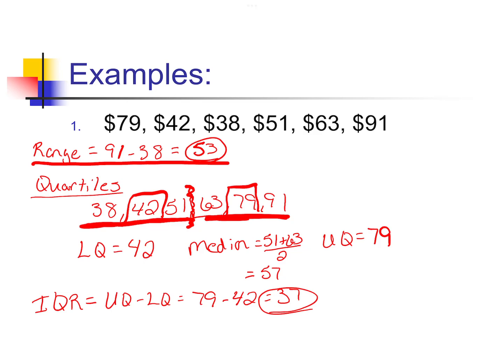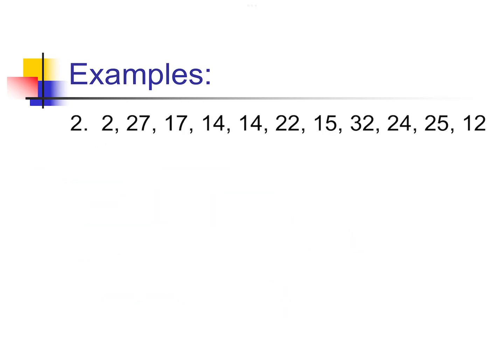All right, let's look at one more and then we will be done. So here, 2, this is the problem number. It's not part of our data set. So we want to find all these. Let's see here. We're going to start with our range. It really doesn't matter which one you start with as long as you find everything. Our range is our largest value minus our smallest value. So this is going to be 32 is our largest, 2 is our smallest, so our range is 30.